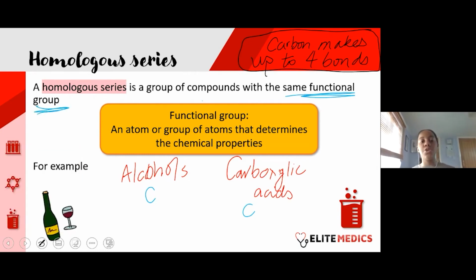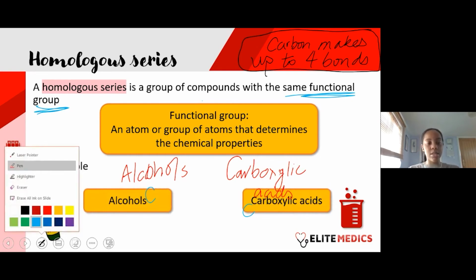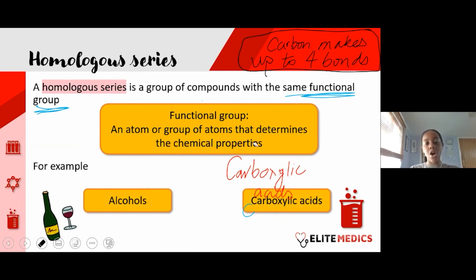Okay, so a functional group is essentially an atom or a group of atoms that determine the chemical properties. Okay, and in particular for alcohols and carboxylic acids, they have their own special functional groups. And in your exams, they will often have questions where they ask you, what is the functional group of this molecule here? What is the functional group of that molecule here? All right, so that is what we're going to be going into.